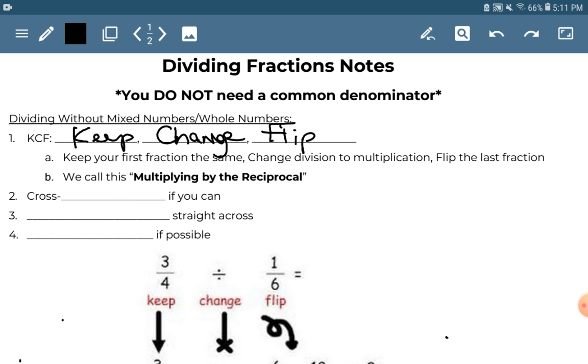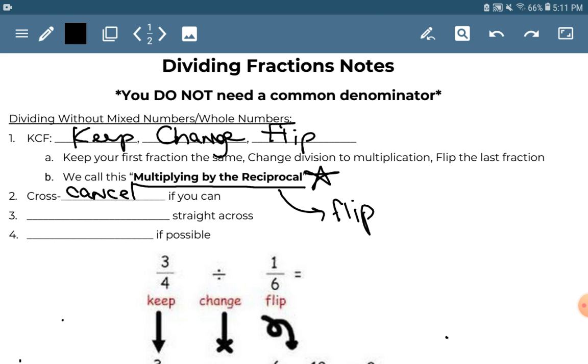We are going to start referring to this as multiplying by the reciprocal. We're going to be talking about that in class. We're going to be asking you to remember that. And the reciprocal, that is the flip part. So when you flip that second fraction, what you are doing is creating a reciprocal. Okay? After you keep, change, flip, your next step is to cross cancel.